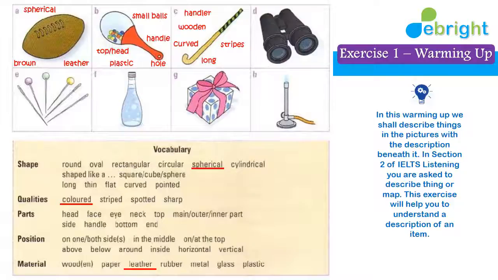Let's move to picture D. So it's a little bit difficult. You know what it is? Is it a telescope? No, it's binoculars. Many people say that it's a telescope, but it has two lenses. It must be binoculars. It's made from metal, of course.